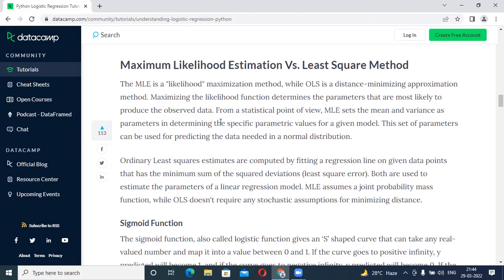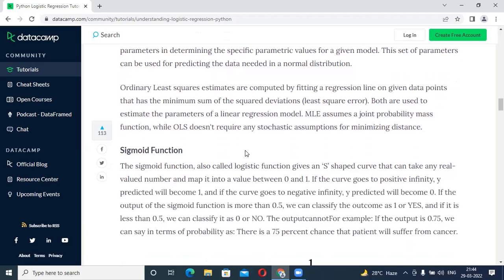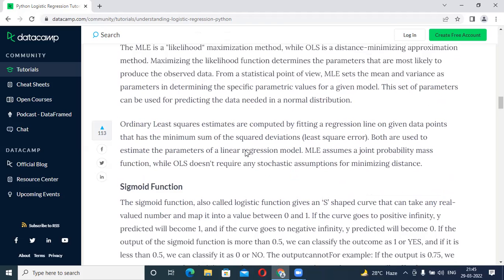From a statistical point of view, MLE sets the mean and the variance as parameters in determining the specific parametric values for the given model. This set of parameters can be used for predicting the data in a normal distribution. Ordinary least squares fits the regression line on the given data points so that it has the minimum sum of the square deviation.